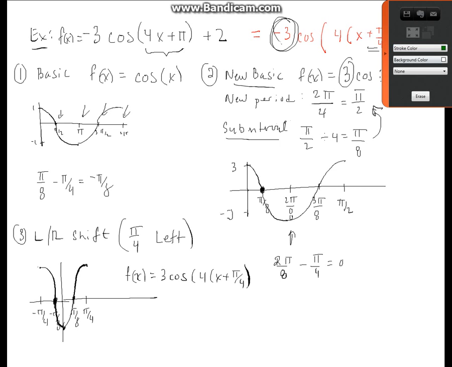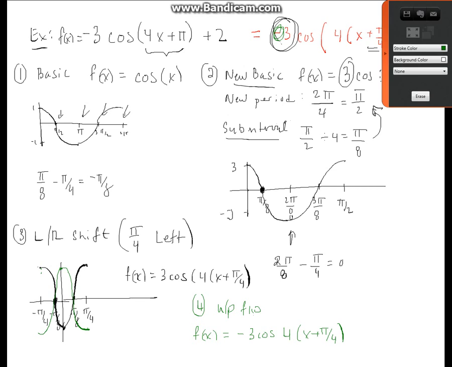Let's use green. If I do an up-down flip, which is controlled by this negative right here, what we're going to do is flip over the x-axis. So that means that this point here should be down here. And this one will be the same. This point now will be up here. This will be back down here. And finally, it'll finish off like that. So that green line is now going to be this equation: f of x equals negative 3 cosine of 4x plus pi over 4. Not too bad at all.